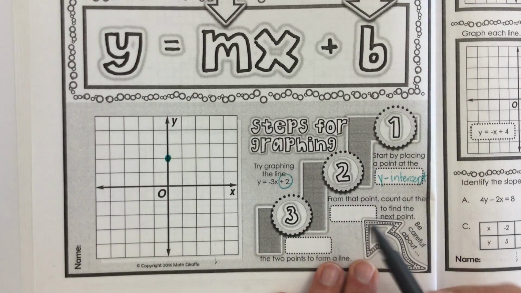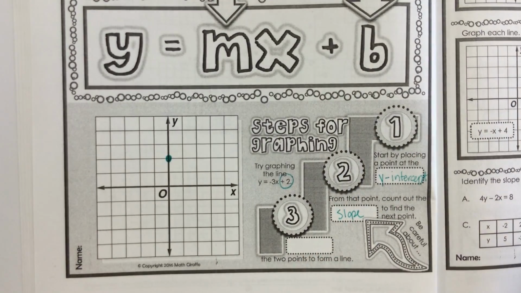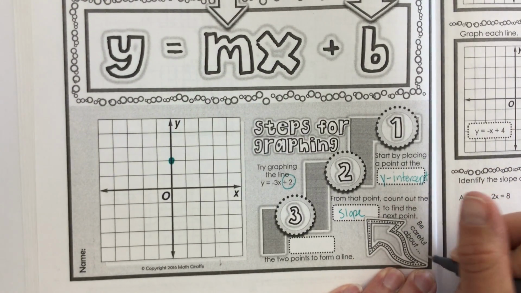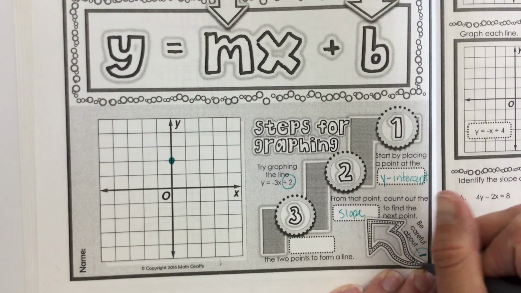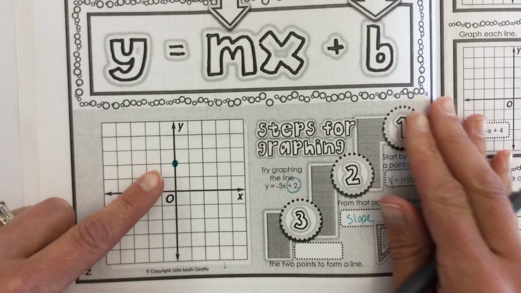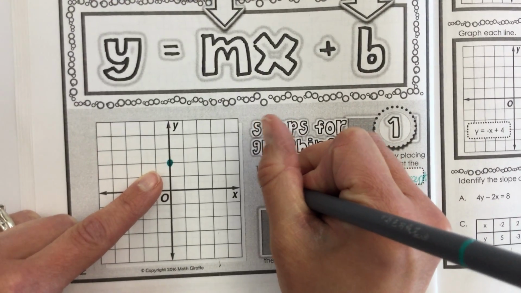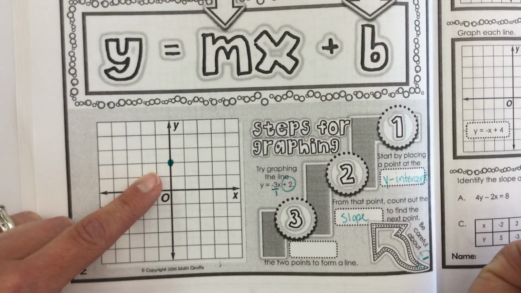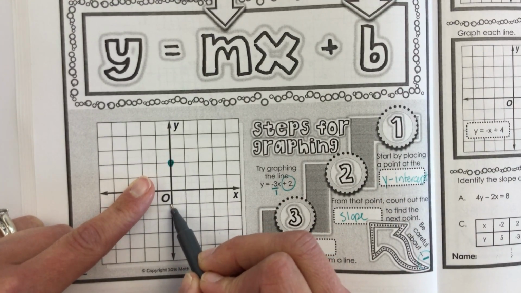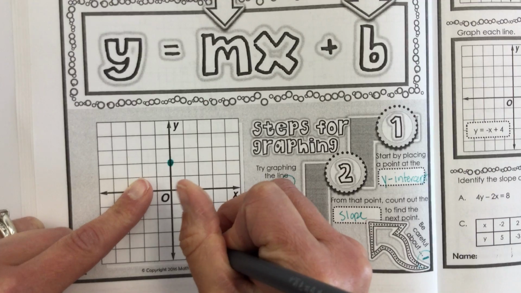Okay. Then it says, from that point, count out the slope to find the next point. You need to be careful about negatives. So for example here, my slope is -3. If it's a whole number, you can put it over 1. So the slope of this line is -3 over 1. So I'm going to start from this dot, and I'm going to go down 1, 2, 3, right 1.